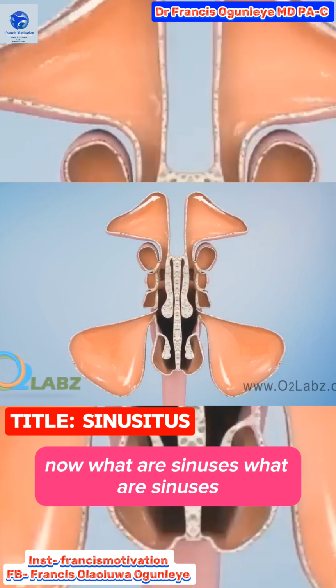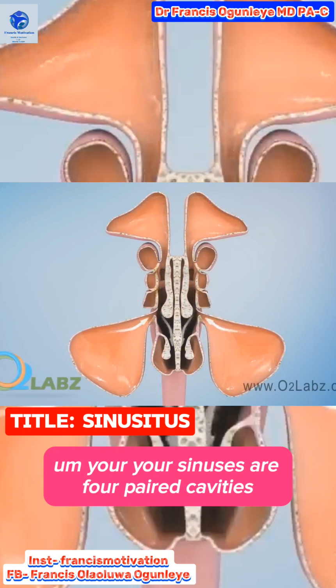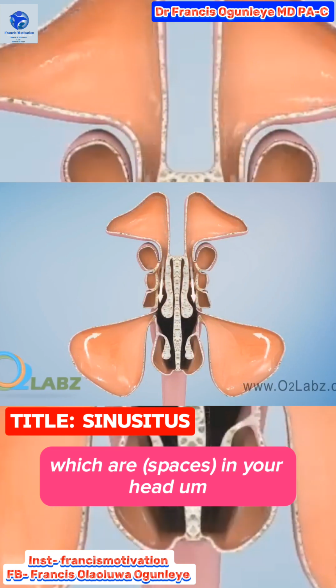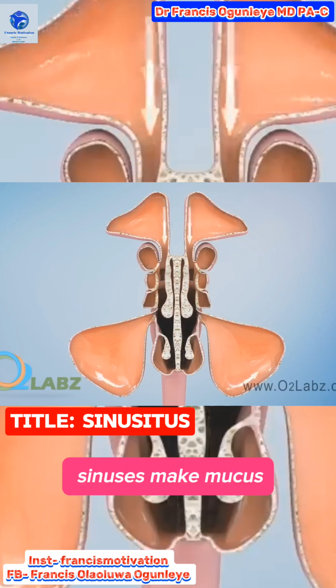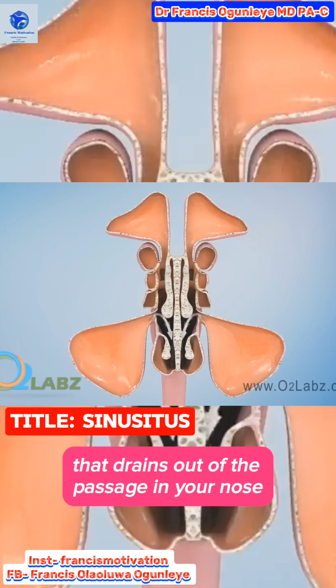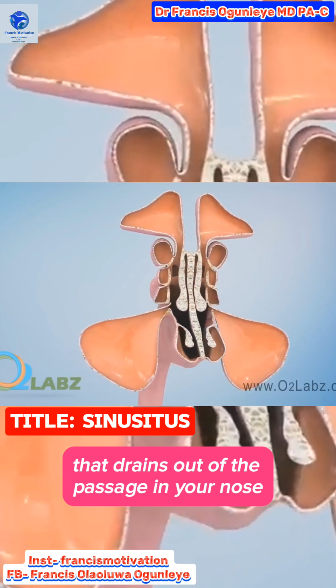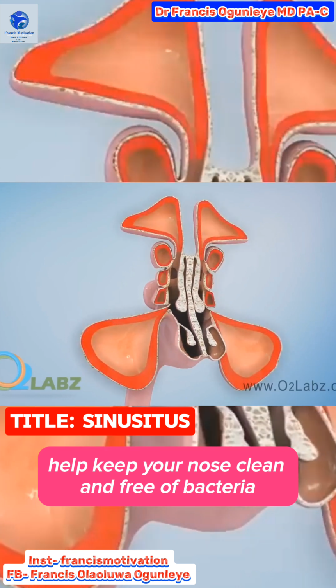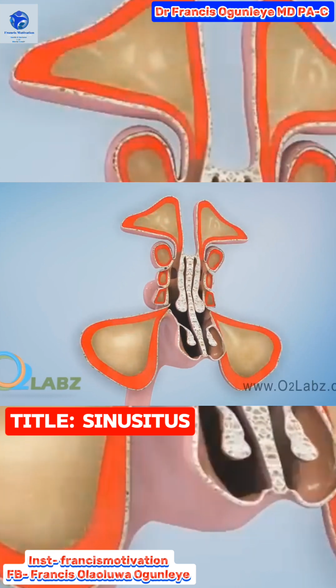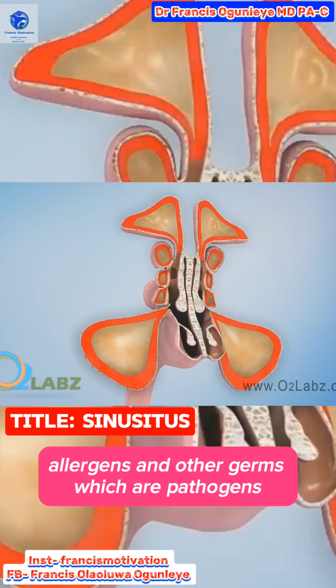Now, what are sinuses? Your sinuses are four paired cavities, which are spaces in your head. A narrow passage connects them. Sinuses make mucus that drains out of the passage in your nose. This drainage helps keep your nose clean and free of bacteria, allergens, and other germs, which are pathogens.